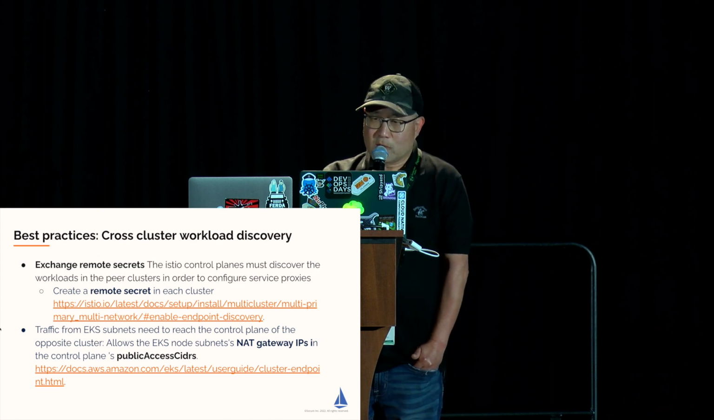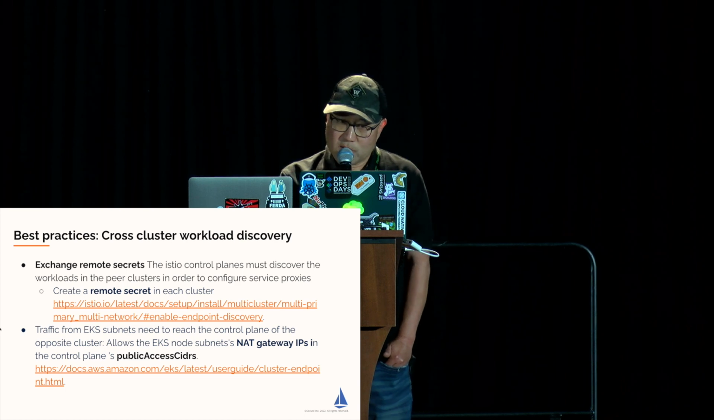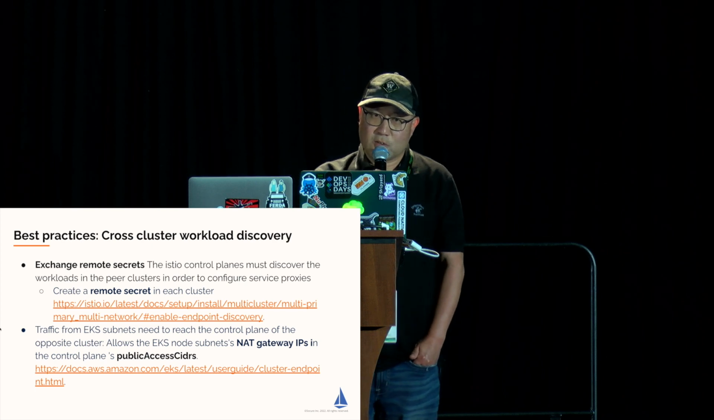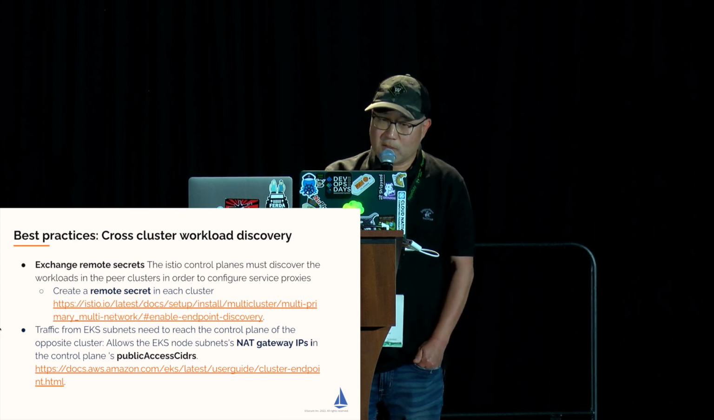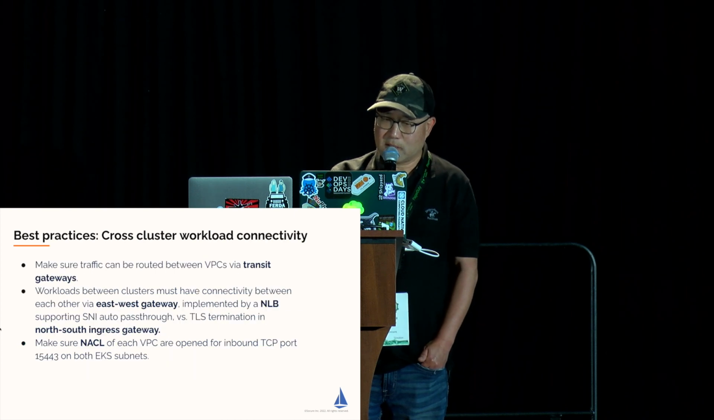In terms of workload discovery, we definitely have to exchange the multiple remote secrets for the 2 clusters, so that they are able to talk to each other. That secret is associated with a long-lived token. So that's how it's going to work. And the traffic from the EKS pod has to reach out to the other EKS control plane via the publicly accessible CIDR range.